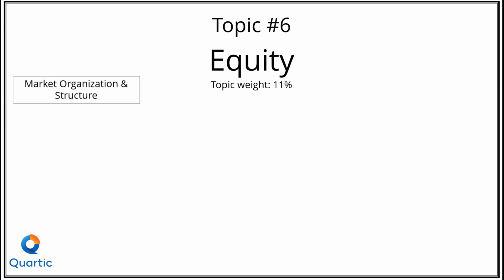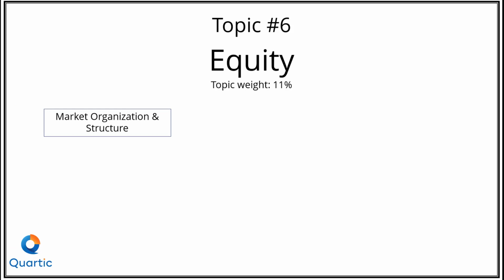The first reading is Market Organization and Structure. Overall, a very wordy reading, lots of detail and lots to memorize. The reading starts off by looking at the uses and functions of the financial system. Learn each as a separate list, as you can be asked which of the following is a use or which of the following is a function of the financial system.